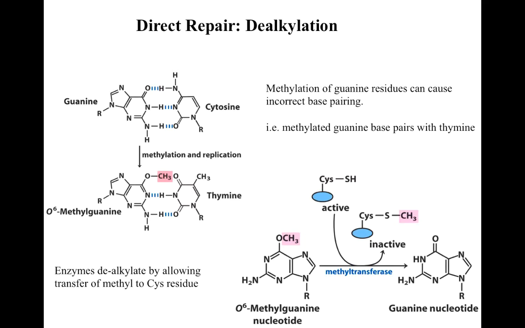There are enzymes that can specifically dealkylate the methylated guanine by transferring that methyl group onto the cysteine residue and reversing the alkylation to give back the guanine nucleotide.